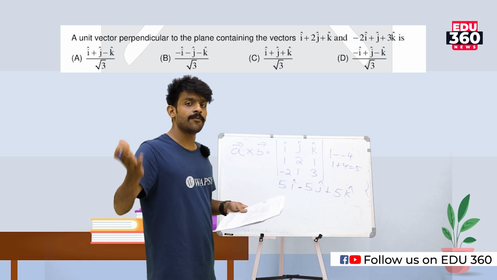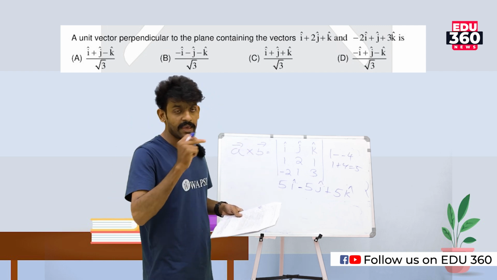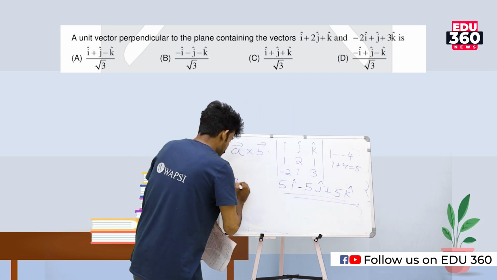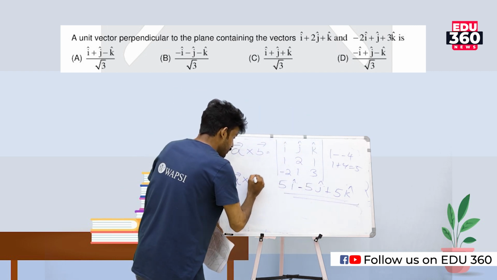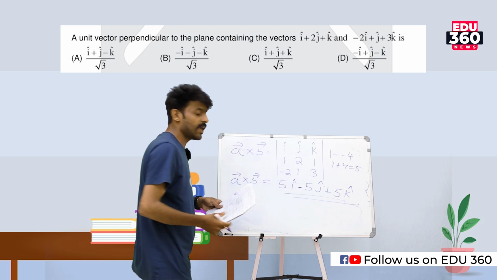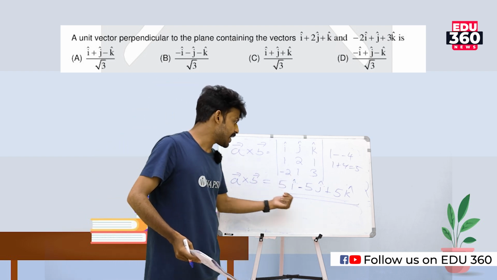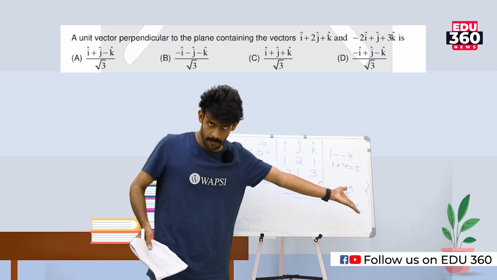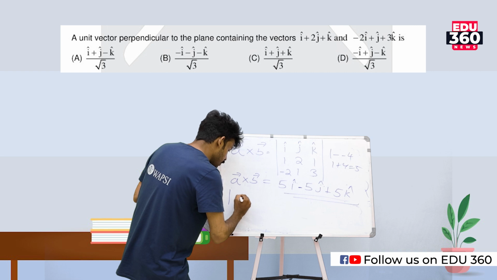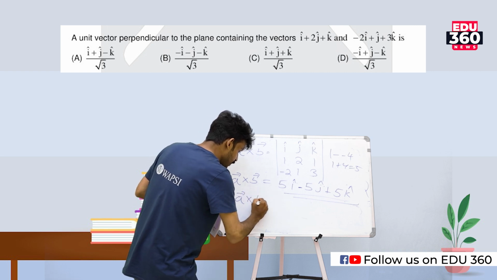Okay, so hereafter we are going to find the modulus of A vector cross B vector. So A vector cross B vector is equal to 5 i cap minus 5 j cap plus 5 k cap. Okay, so the next one is we are going to find the modulus of this.